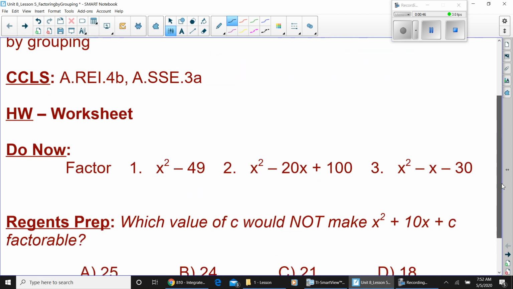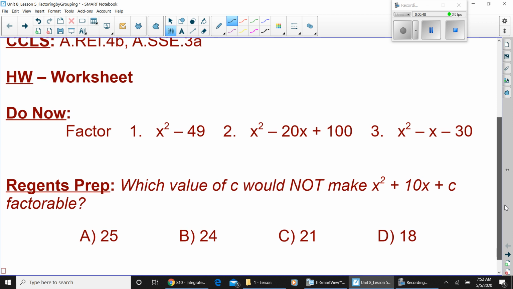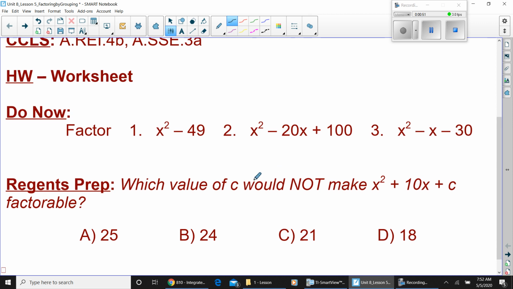So the Do Now says factor those three, and then the Regents prep is right here, but just do 1, 2, and 3 for now. Press pause and try them out.